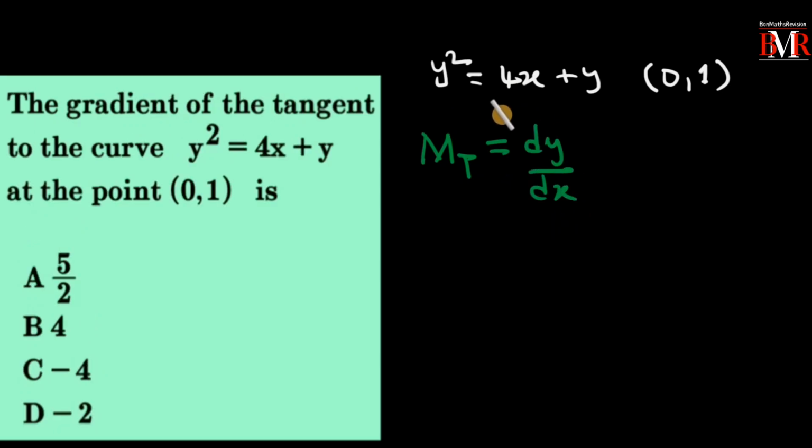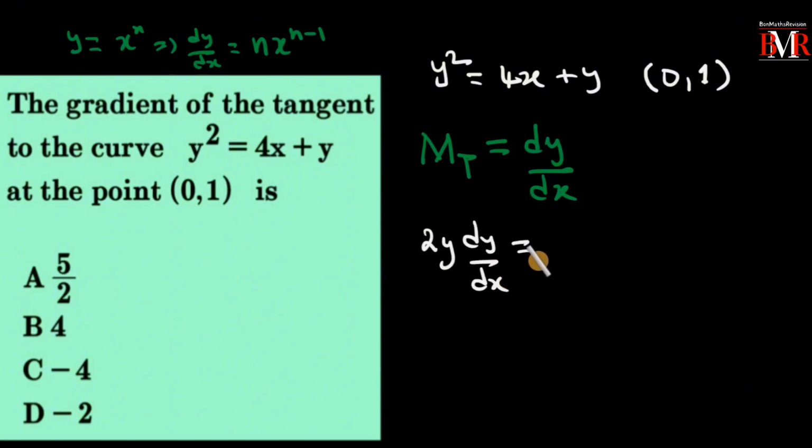So to get the gradient of this curve, I need to differentiate this equation with respect to x. That is, I need to differentiate implicitly. You also have to know that if y equals x to the n, then dy/dx equals n x to the n minus 1. So here I'm going to have 2y dy/dx equals 4 plus 1 dy/dx.